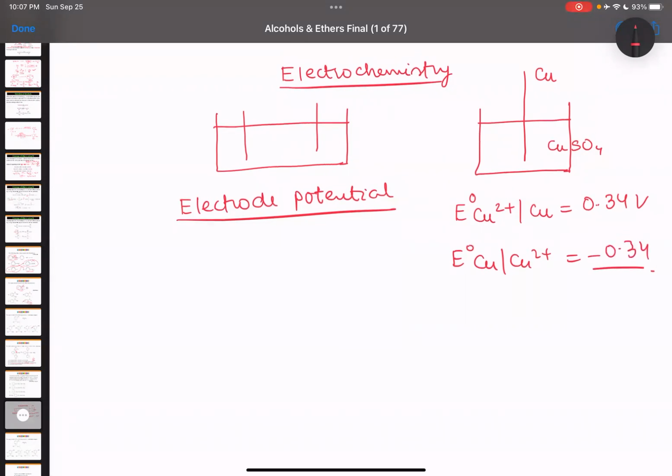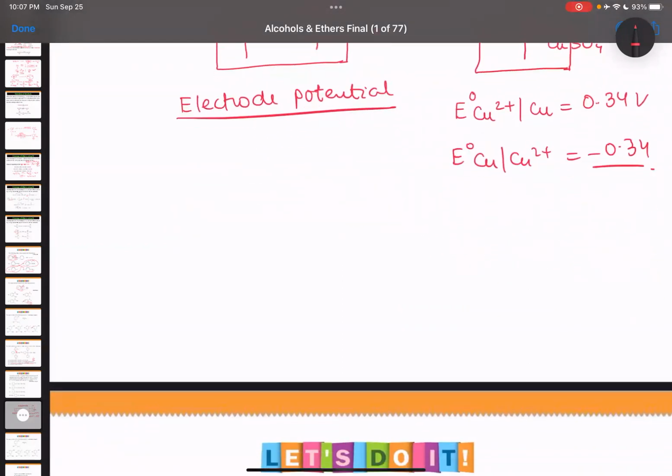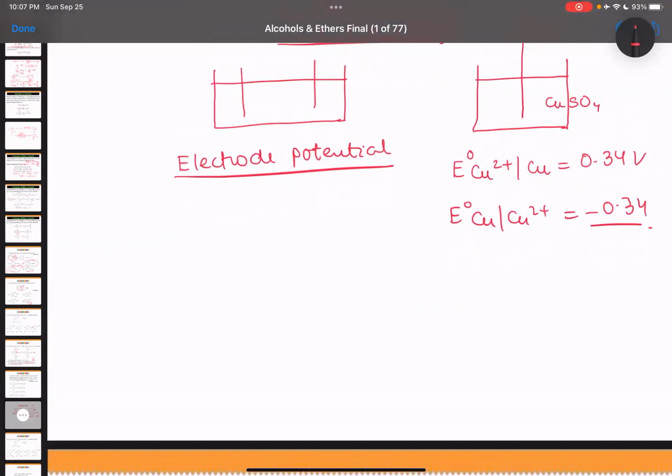Okay. So this is standard electrode potential, and how do you measure it? That you know. How do you measure it? Tell me quickly. What's the reference for measurement of this standard electrode potential? Yes, Amara. So how do you experimentally measure? You measure using it with which one? Standard hydrogen electrode. Okay.